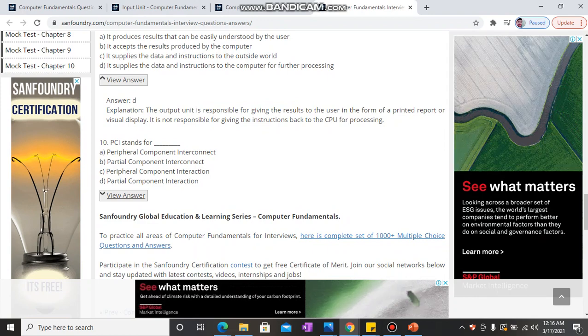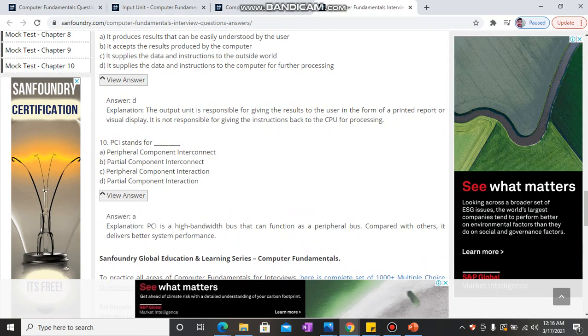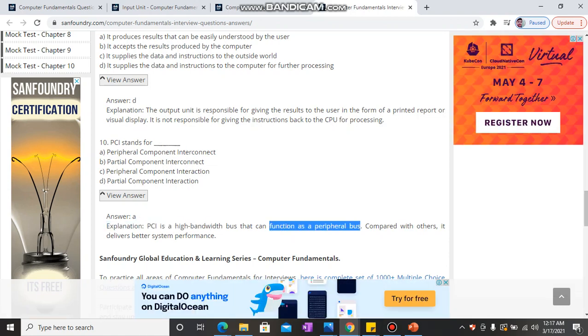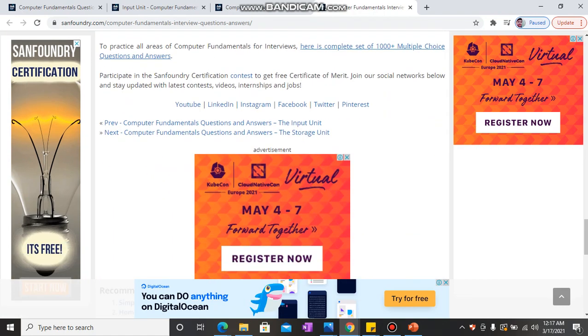Okay, an interesting one: what does PCI stand for? PCI means peripheral component interconnect. PCI is a high bandwidth bus that functions like a peripheral bus. Compared to others, it delivers better system performance.